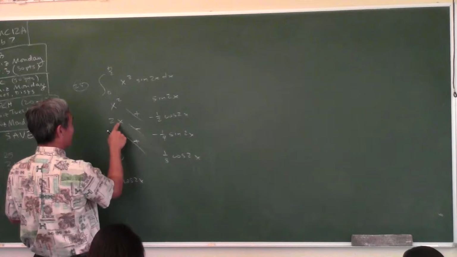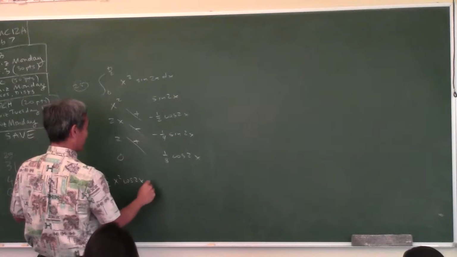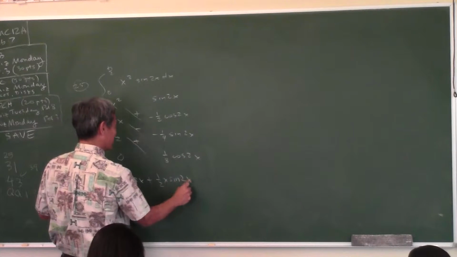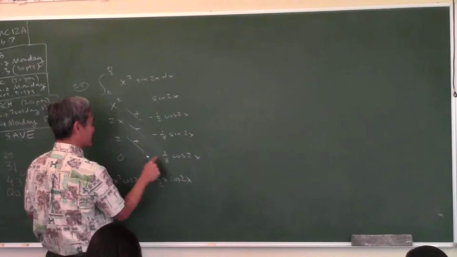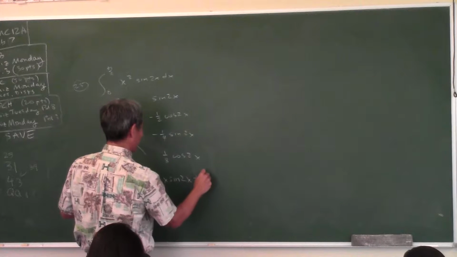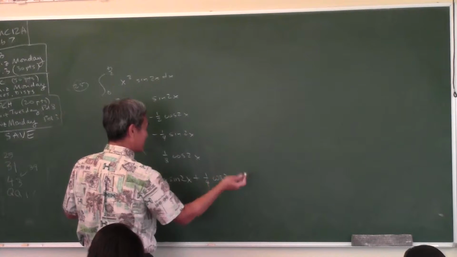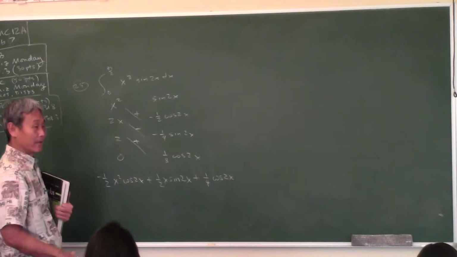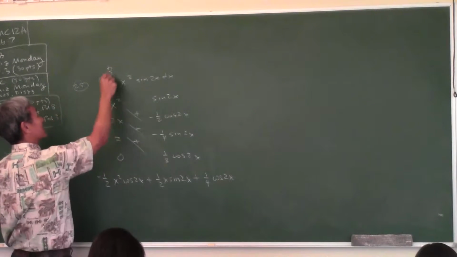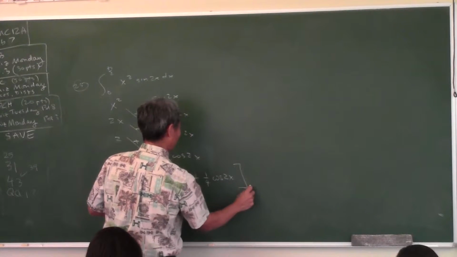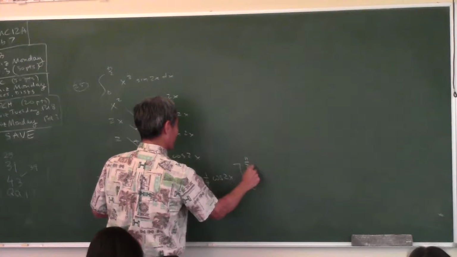Then the next term will be this times negative 1, so plus 1/2 x sine 2x. The next term is this times positive 1, so plus 1/4 cosine 2x. And normally we just put a plus c and we're done, right? No. Except this is a definite integral, it has limits. So then we evaluate from 0 to pi over 2.